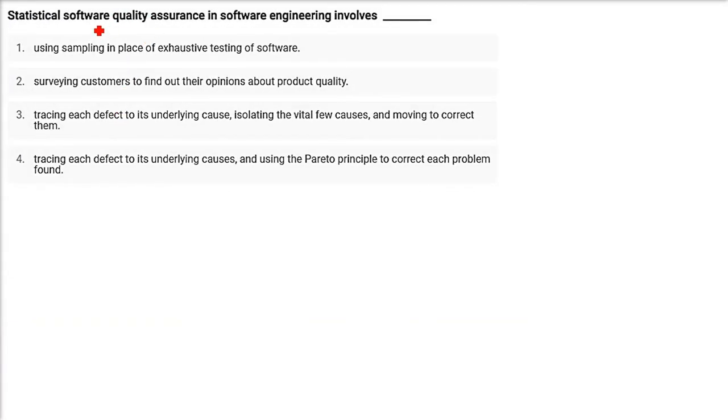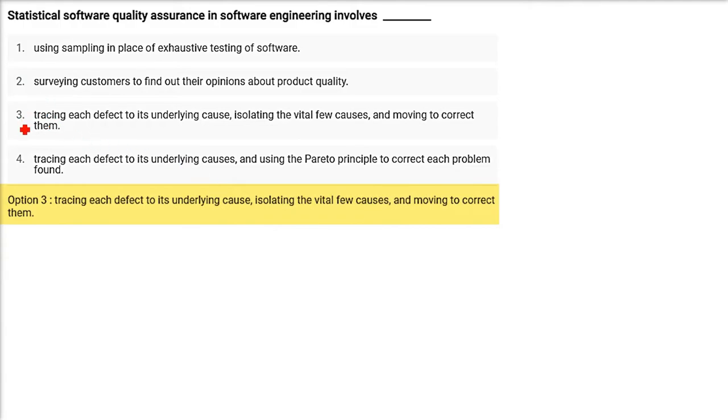Statistical software quality assurance in software engineering involves. So statistical software quality assurance, let us see the answer first, then I'll tell you. The answer is 3. That is, first we trace each defect to its underlying cause, from where the defect has come. The software quality assurance means that only.